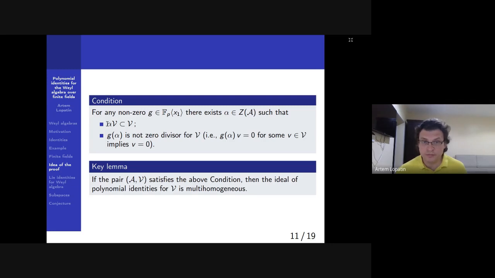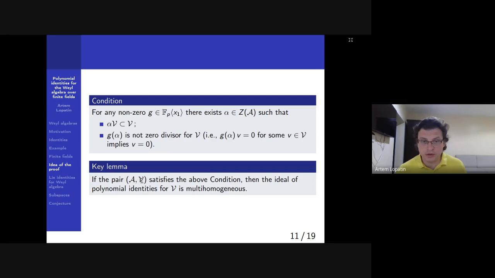So when we consider the action of the product of alpha and V, we still are in V. Here it's important that alpha is from the center, so it doesn't matter whether we multiply from the left or from the right, it's the same. And the second condition is that G of alpha is not a zero divisor for V. What does it mean? It's written here. Again, G of alpha will be an element from the center, so it doesn't matter whether we multiply from the left or from the right. And here we have the key lemma.